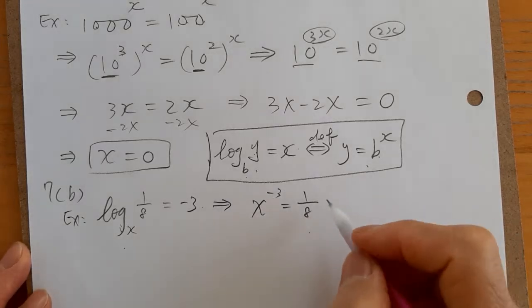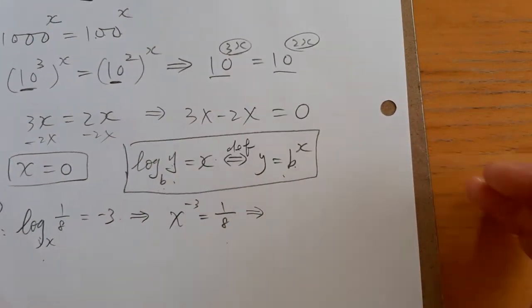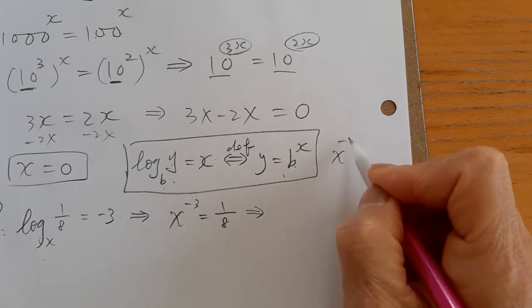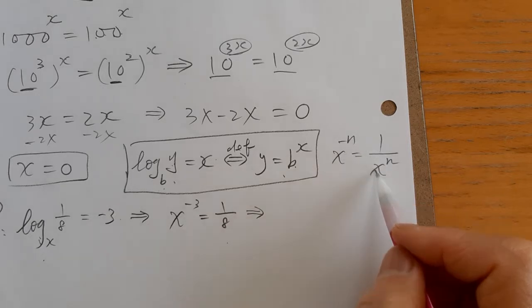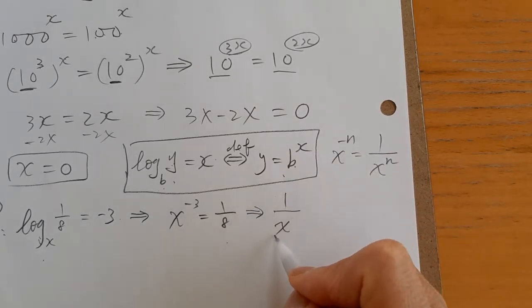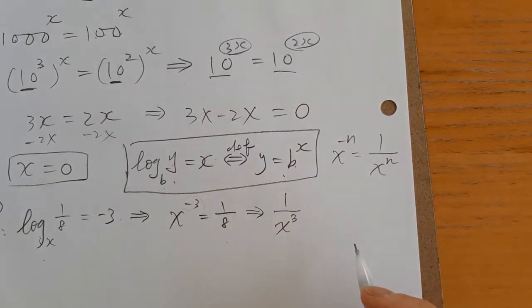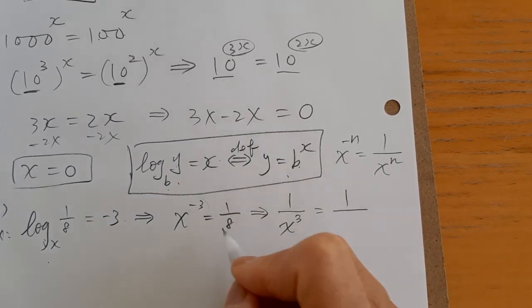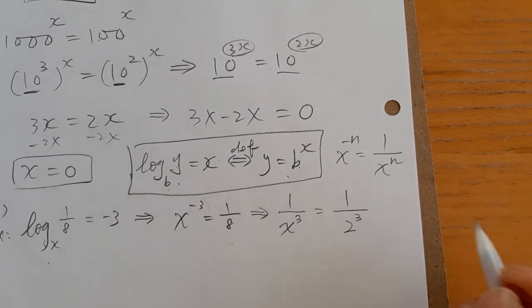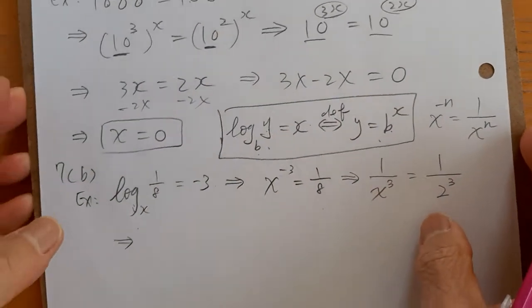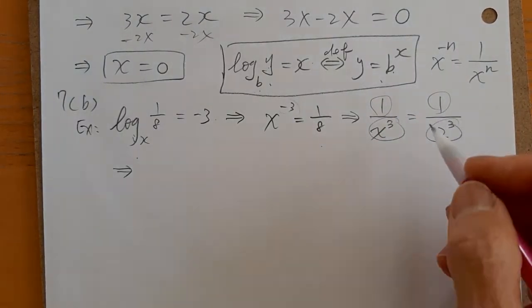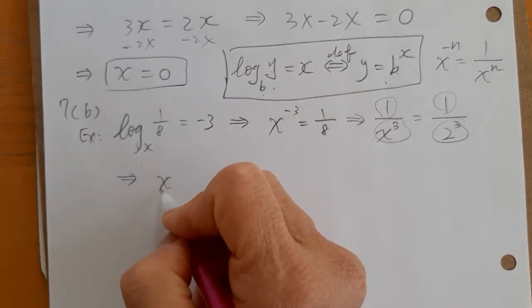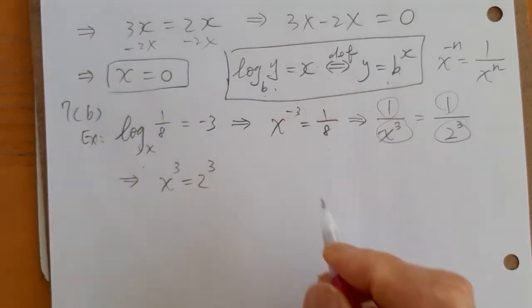Now use the negative exponent rule. The negative exponent rule is x to the power negative n equals 1 over x to the power n. So bring it down to the denominator, and negative 3 changes to positive 3, equals 1 over 8. 8 is 2 cubed. The numerators are both 1, so the denominators should be equal. So you get x to the power 3 equals 2 to the power 3.